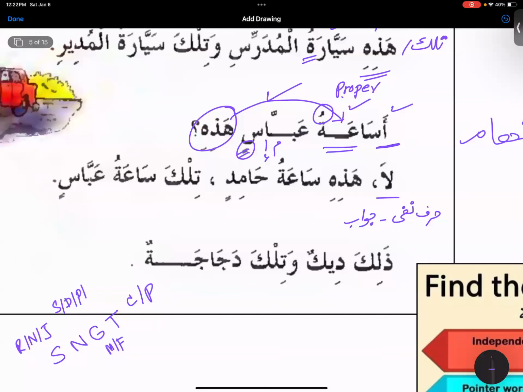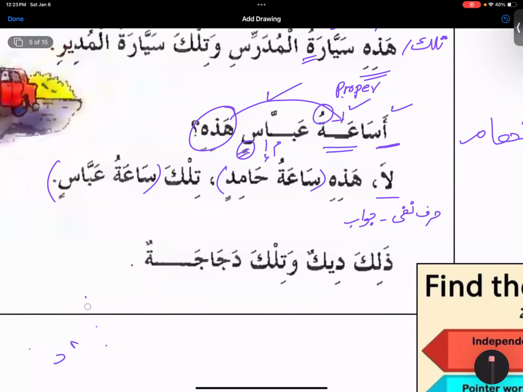Again, what relation do we have over here between Sa'atu and Hamidin? Very good. Okay. Then tilka sa'atu Abbasin. That is the watch of Abbas. Right? So everyone is clear, making sense? Jazakallah. Alhamdulillah.